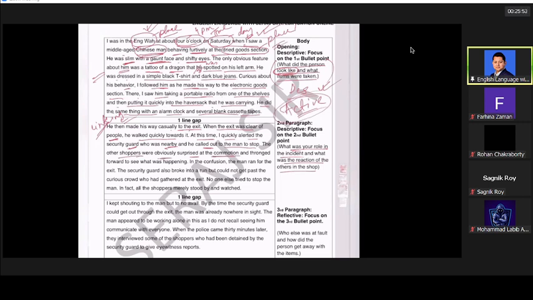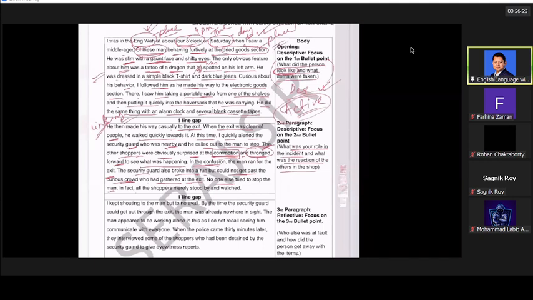Commotion means noise. Remember that commotion, it's a formal word, nice word. Commotion means noise. And thronged forward. Thronged means pushed forward. So many people, a crowd, pushed forward to see what was happening. In the confusion, the man ran for the exit. The security guard also broke into a run, but could not get past the curious crowd who had gathered at the exit.